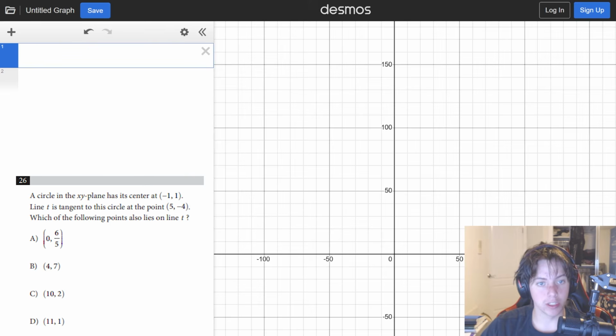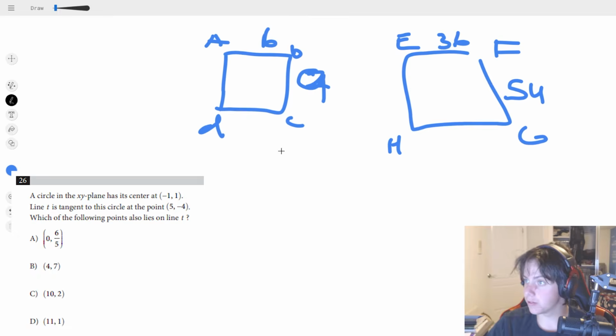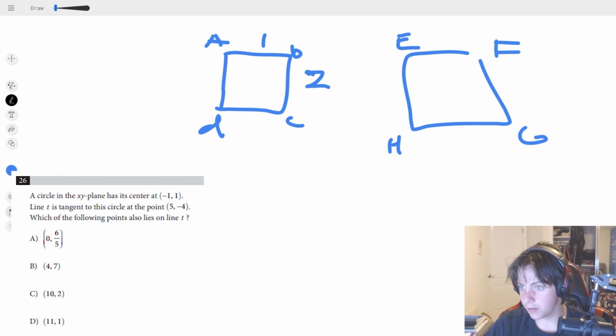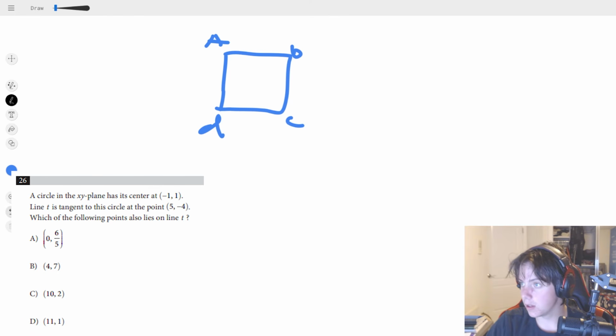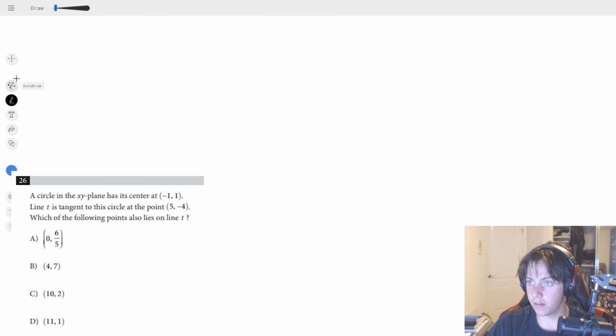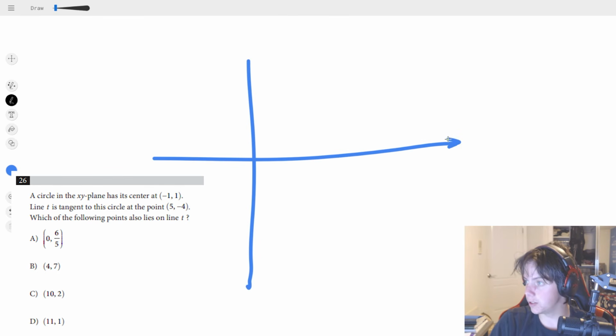Okay, moving on to 26. A circle in the xy plane has a center at -1, -1. So let's draw this, right? So undo everything. All right. We have, let's draw our xy plane. I think this is better to draw, even though you do have an xy plane in Desmos. This is y, x. And we have -1, 1.